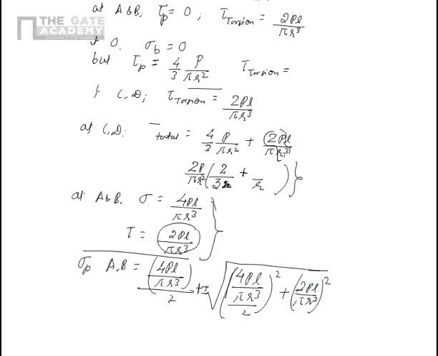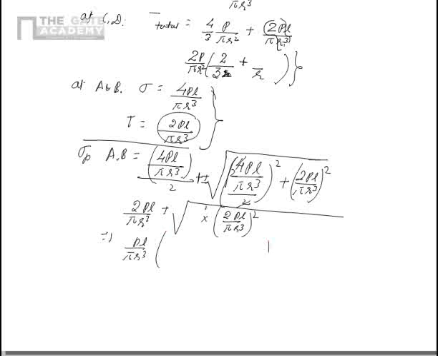So this gives me 2pl upon pi r cube, plus this becomes square root of 2. So it is 2pl upon pi r cube, and this is also 2pl upon pi r cube. So it is 2 times 2pl upon pi r cube square, which is nothing but 2pl upon pi r cube. This can be taken out from the square root sign, and the whole thing becomes 1 plus square root of 2.